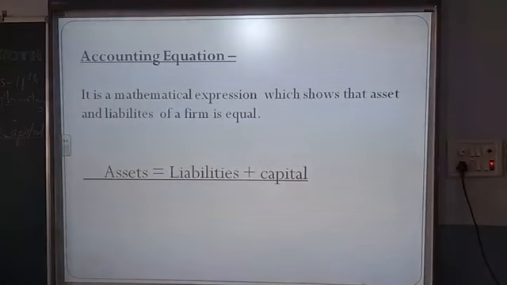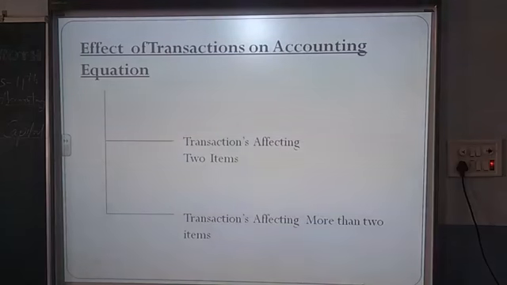Okay, moving to the next slide. Effect of transactions on the accounting equation. When we follow the accounting equation, asset is equal to liability plus capital, we must know about its effect. So how will the effects come?